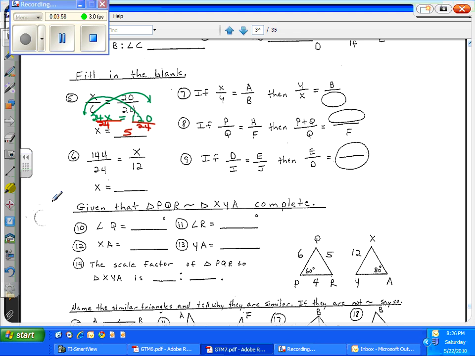Likewise here, we could just make equivalent fractions. We could go backwards, right? 24 divided by what is 12, 2. So 144 divided by 2 is 72. Make equivalent fractions rather than cross multiply. Okay.